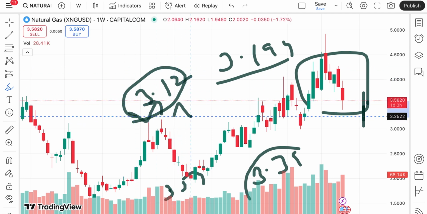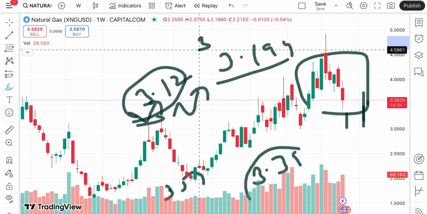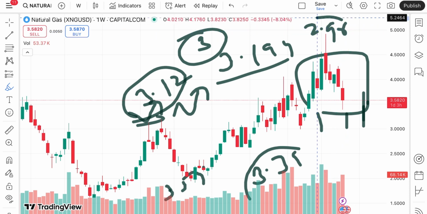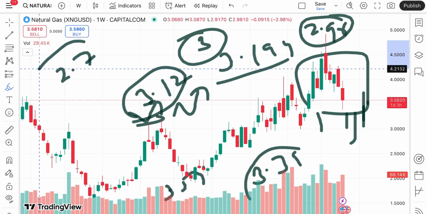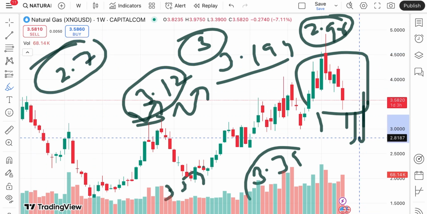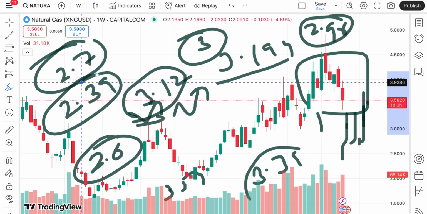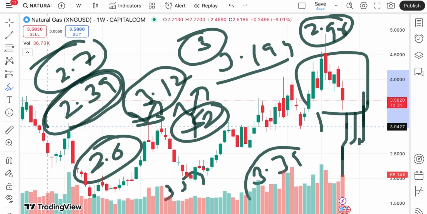Okay, from these levels a bounce back can come, but if that doesn't sustain, we can see the price will come down towards $3, and if the price falls below that particular level, the chance of touching 2.96 will be there. Okay, and if the price falls below that particular level, the chance of touching 2.7 we can see, and if the price falls below that level, the chance of going further down towards 2.6, and once the price falls below a level of 2.6, we can see it will go towards 2.39, and then a further fall we can see below a level of $2. So you have to understand, if it starts going below 2.39, a further fall will be there.